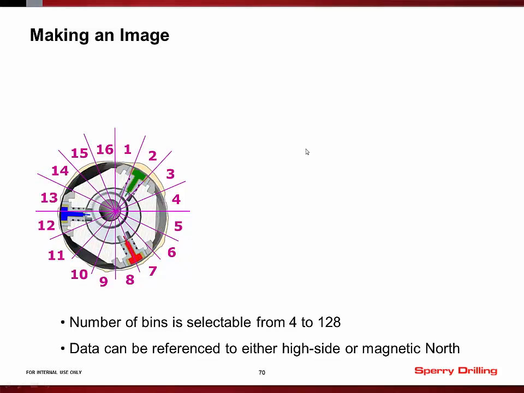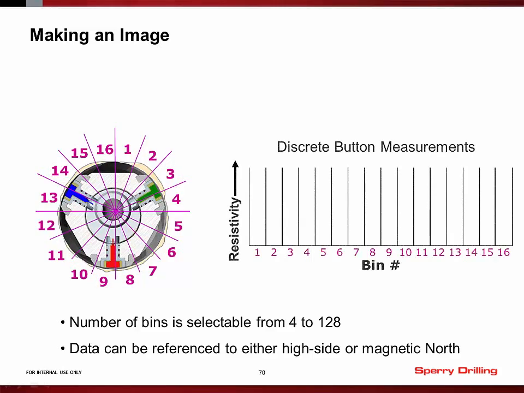Now this tool is spinning, it's rotating in the hole. So each of these buttons is passing through each of the bins as the tool rotates. And what we do is we measure the resistivity extremely rapidly, every few milliseconds, we'll take a resistivity sample from each of these buttons so that we get samples in every bin from every button as the tool rotates around the borehole. And what we're going to do is plot the resistivity from those buttons versus the bin number that they fall into as the tool rotates.